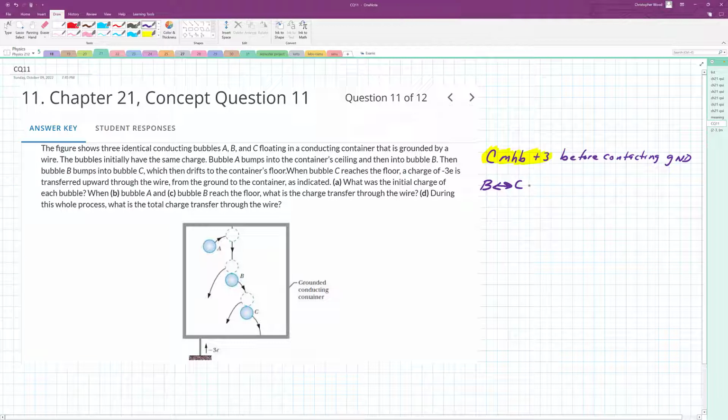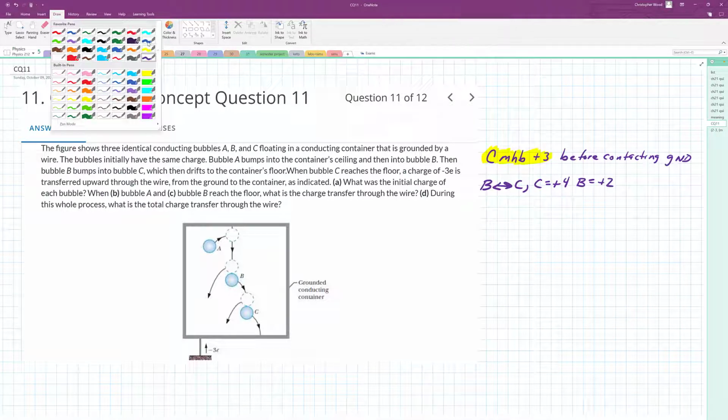It was that contact that made bubble C plus 3. So prior to that contact, bubble C must have had a charge of plus 4, and B must have had a charge of plus 2. Let me repeat that just for my own confidence. Bubble C must have gone into its contact with bubble B with a charge of positive 4, because after the contact, bubble C had to have ended up with a charge of plus 3, which means bubble B had to have a charge going into its contact with bubble C of positive 2.